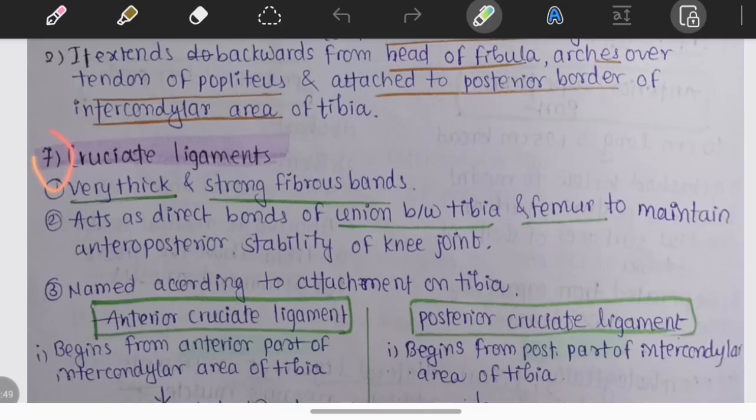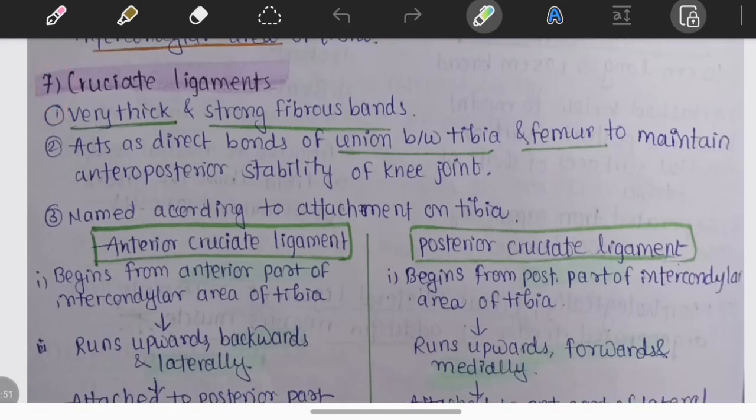Then the seventh ligament is the cruciate ligament. It is a very thick and strong fibrous band which supports the knee joint and acts as the direct bond of union between tibia and femur to maintain antero-posterior stability of the knee joint. The important point is that the cruciate ligament maintains the antero-posterior stability of the knee joint because it has the direct bond of union between tibia and femur.